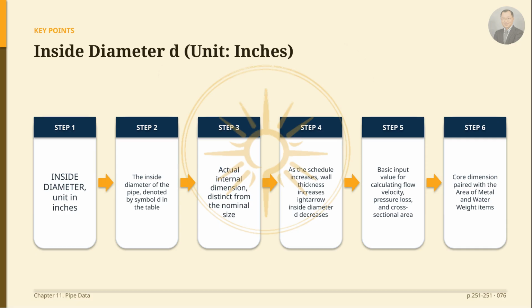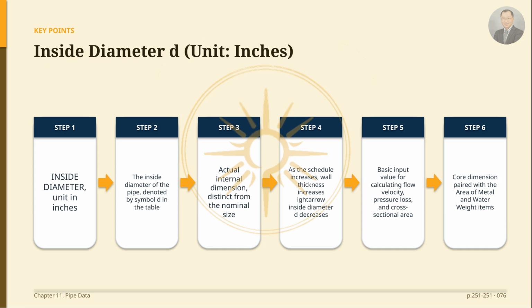Finally, I'll introduce the inside diameter. This value is expressed in inches and is represented by the symbol lowercase d in the table. A point of caution here is that this inside diameter is the actual internal dimension, which is different from the nominal size of the pipe.